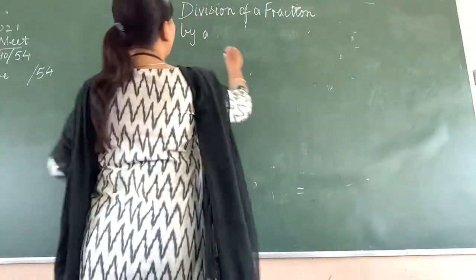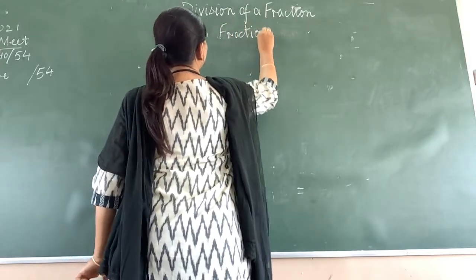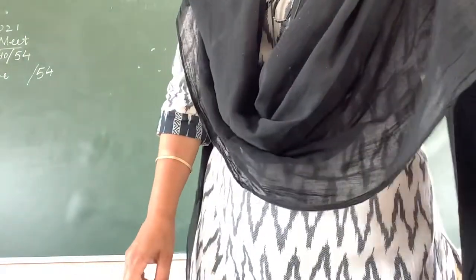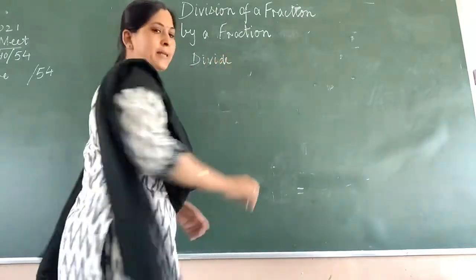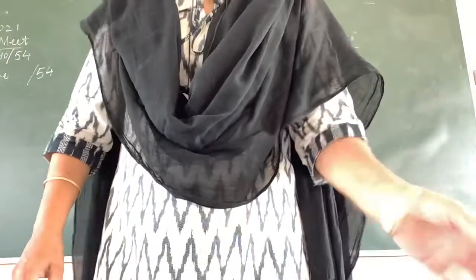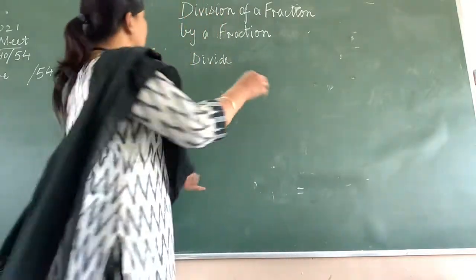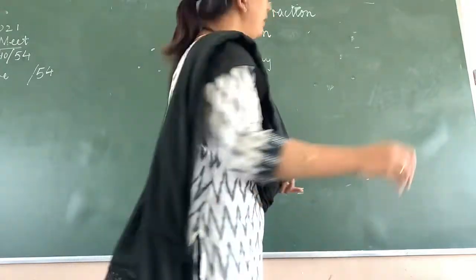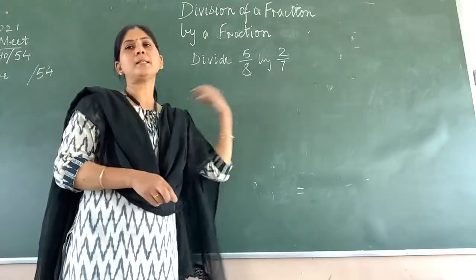How to divide a fraction by a fraction. Let's see. Now, I will take an example from the book. Divide. The page number is page number 70. Page number 70. Or you can all open your book at page 70. 5 over 8 by 2 over 7. We have to divide the first fraction by the second fraction.